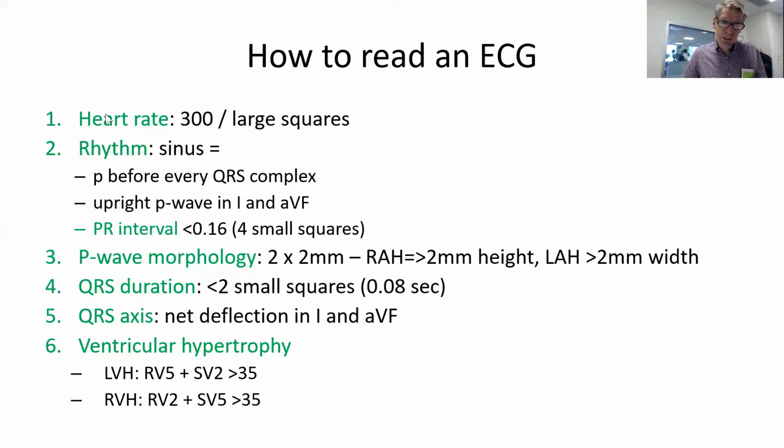The next thing to do, so you've looked at the heart rate and the heart rhythm. The next thing is the P wave morphology, and morphology just means shape. And when you're looking at an ECG, the normal shape should be a P wave that's no more than 2 millimeters high and no more than 2 millimeters wide, right? Easy to remember, 2 by 2. And if the P wave is higher than 2 millimeters, then that tells you that there's right atrial hypertrophy.